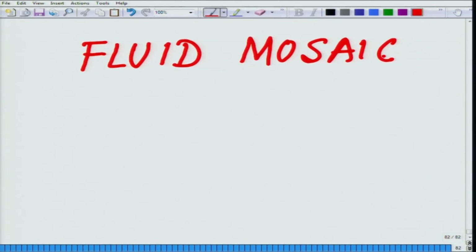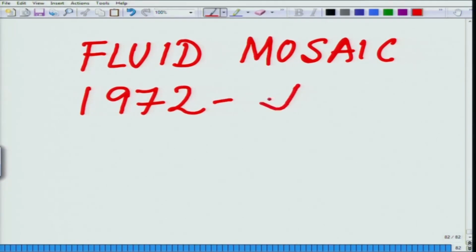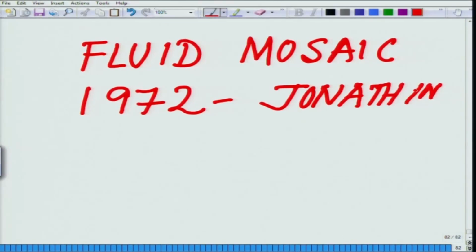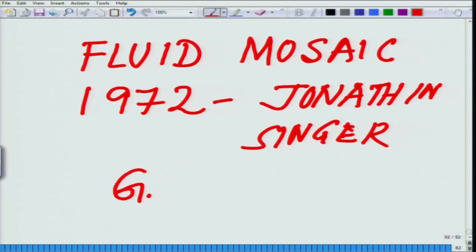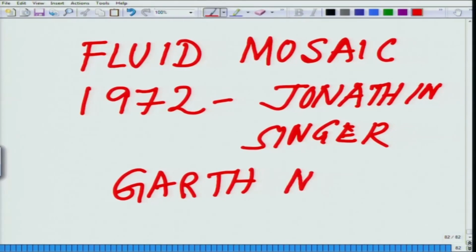This is a mosaic of proteins in the lipid. Something like that, proposed in 1972 by Jonathan Singer and Garth Nicholson. These are the two people who proposed that.